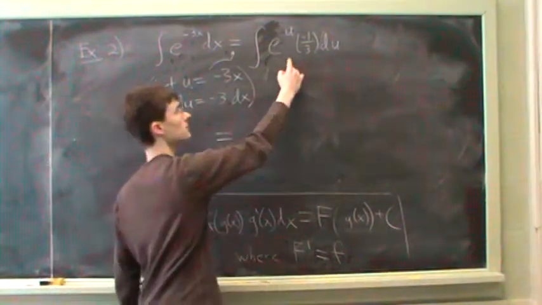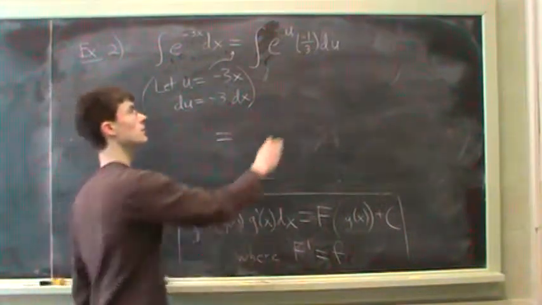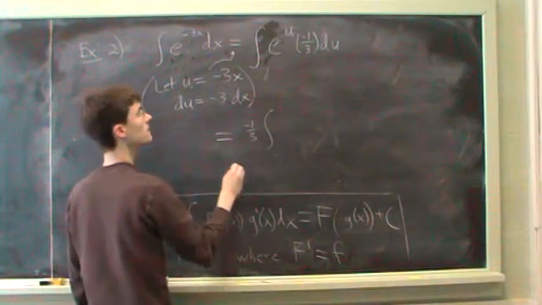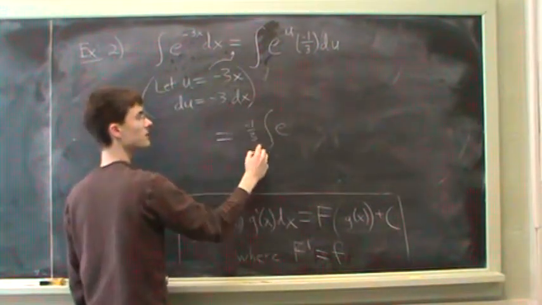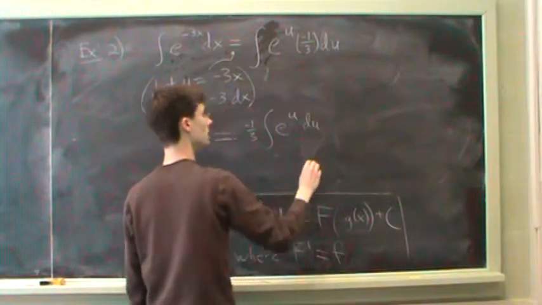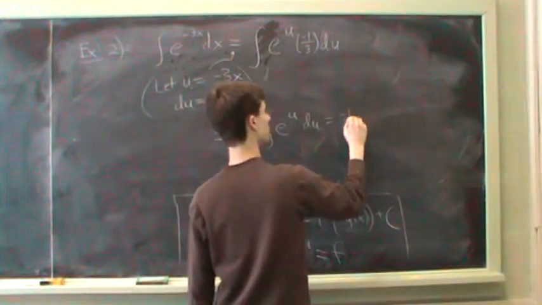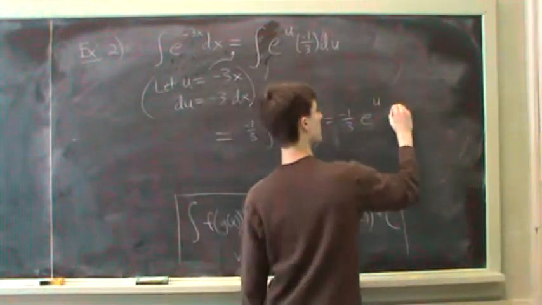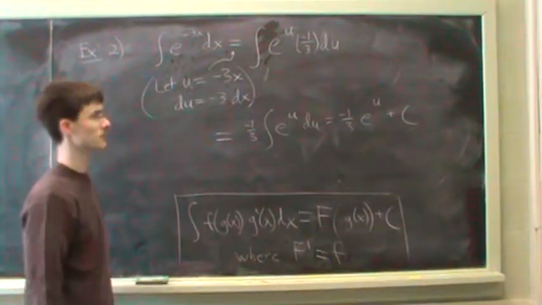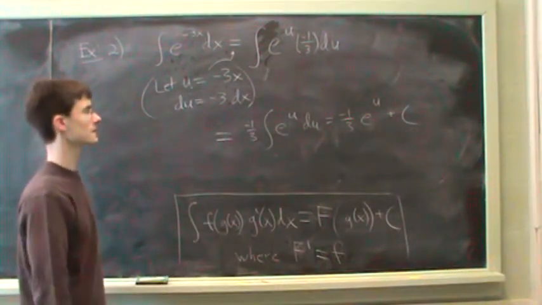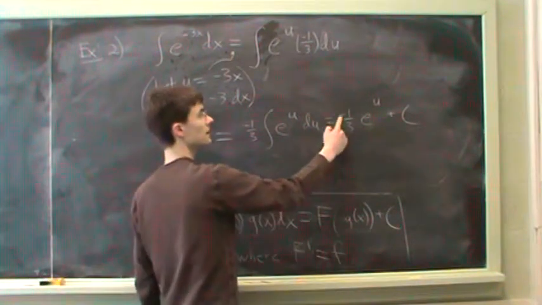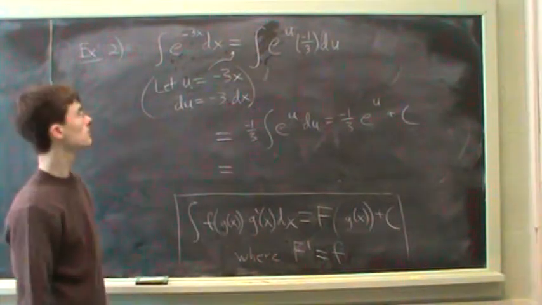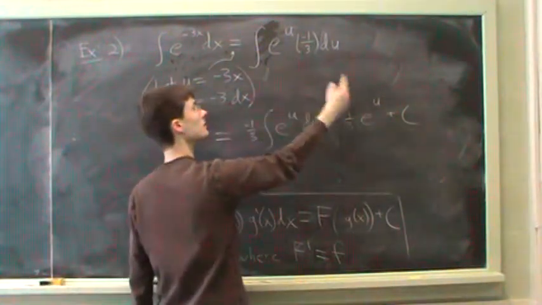And then we want to do this integral, which is now an integral of a function only of u. We can pull the negative 1/3 out in front of the integral to get negative 1/3 times the integral of e to the u du. And the antiderivative will be just e to the u. And then we'll have a constant of integration, which is really going to be the constant of integration times negative 1/3, I guess. But so we end up getting negative 1/3 e to the u plus c. And that is the answer to this problem.